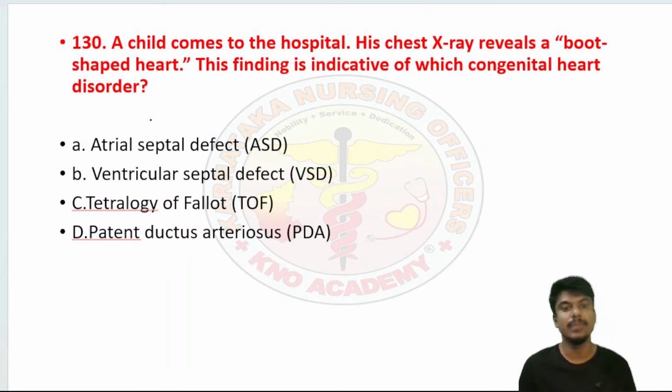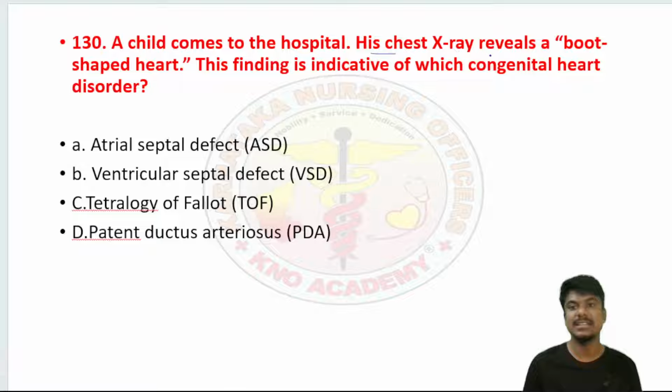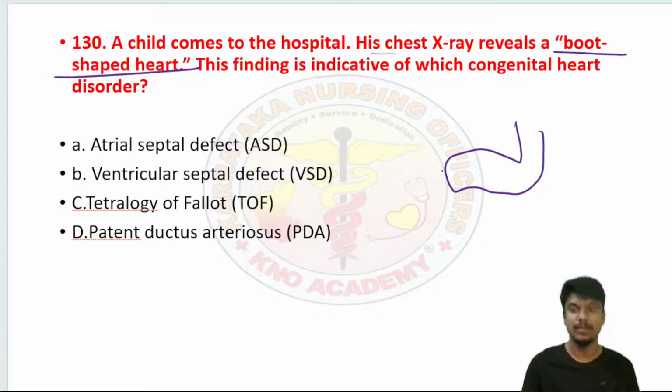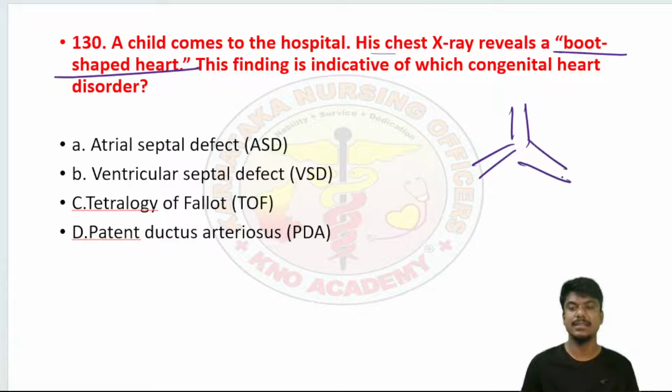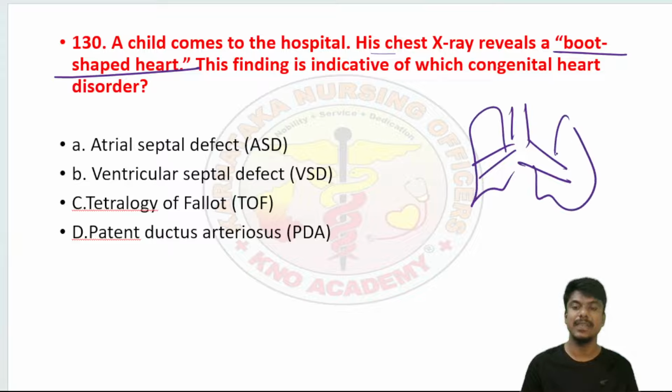The next question comes from pediatrics. Here we have a child who comes to hospital and his chest X-ray reveals a boot-shaped heart. If this is a chest X-ray interpretation, as I told you in the KNO Academy, a boot-shaped heart is seen in case of tetralogy of Fallot, TOF. The question says a child came to hospital and an X-ray reveals a boot-shaped heart. What is the finding indicative of a congenital heart disorder?